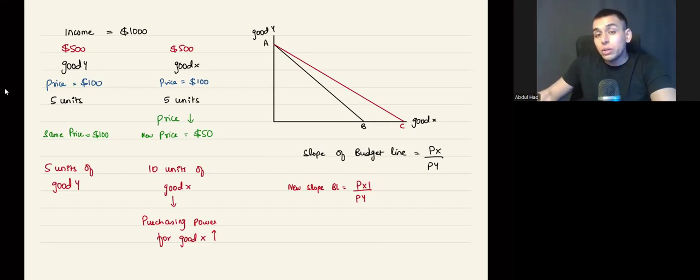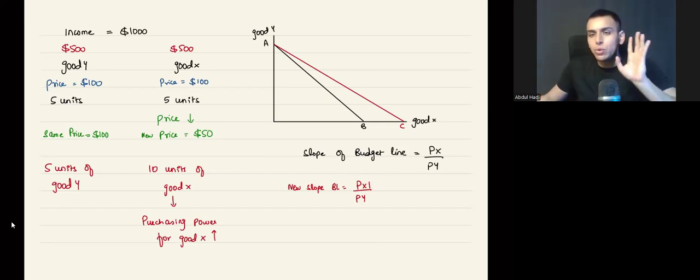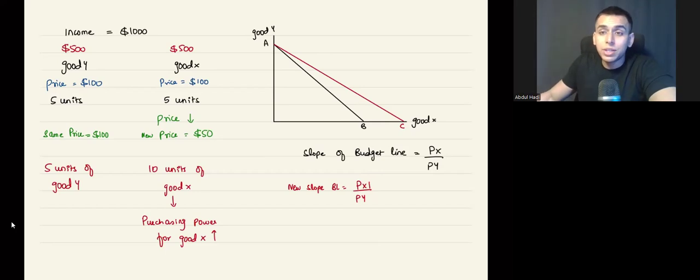So you need to learn this point: if there is a change in the price of one good only, good X or good Y, keeping the other one constant, your budget line will always tilt. Rightwards or leftwards, that's a different story.